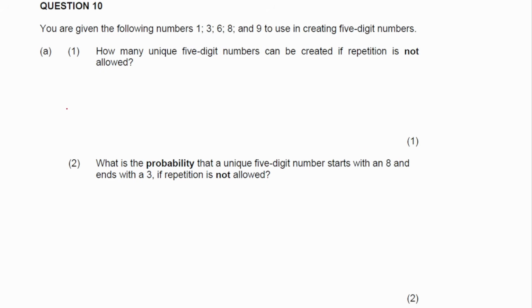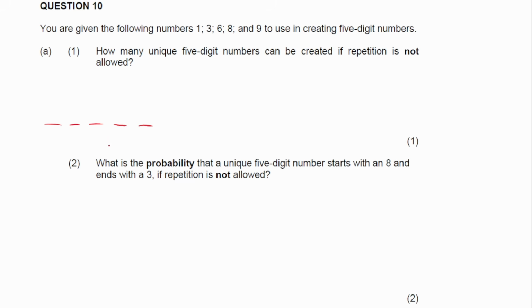In this next question, we're moving over to probability. We're given those numbers there, 1, 3, 6, 8, and 9, and we have to create 5-digit numbers. They say how many unique 5-digit numbers can be created if repetition is not allowed. So for these, we have to do this underscore thing. So we are creating 5-digit numbers, so we put these 5 placeholders. Okay, so these straight lines over here are placeholders.